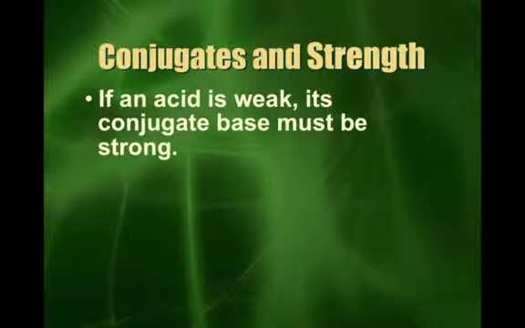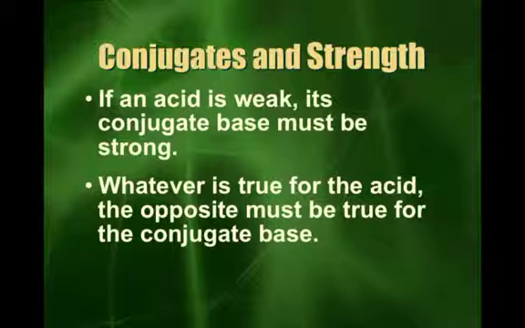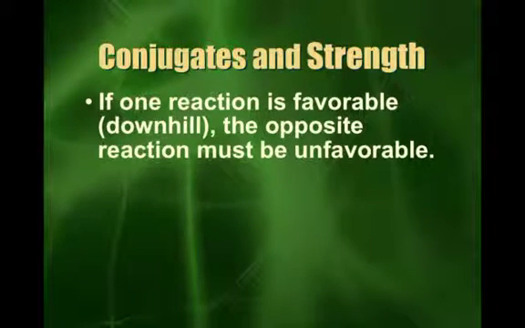So if an acid is weak, its conjugate base must be strong. If you figure out that the acid is weak, then you know its conjugate base is strong, and vice versa. Whatever is true for the acid, the opposite must be true for the conjugate base. So if the acid is strong, then the conjugate base would be weak. If the conjugate base is weak, then the conjugate acid would be strong. It's pretty basic, but it should make a little bit of sense, and we're going to figure out some of this in a second.